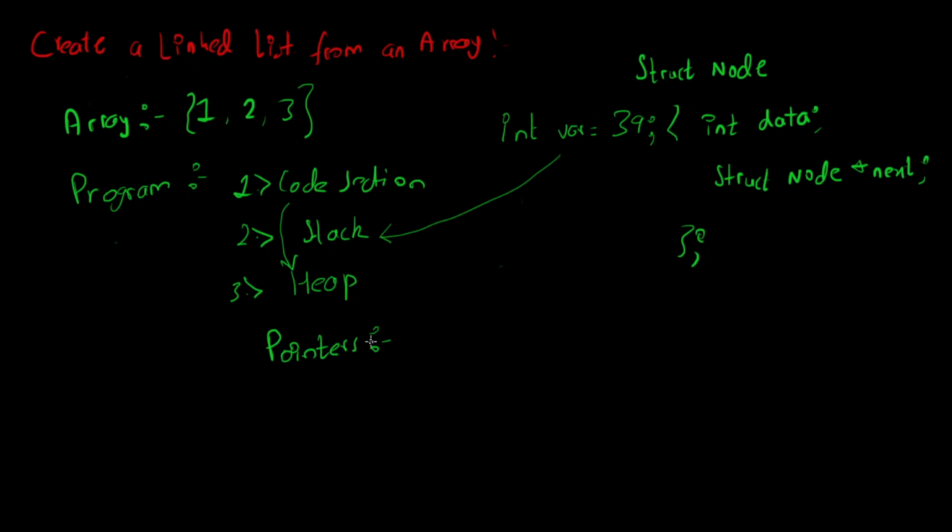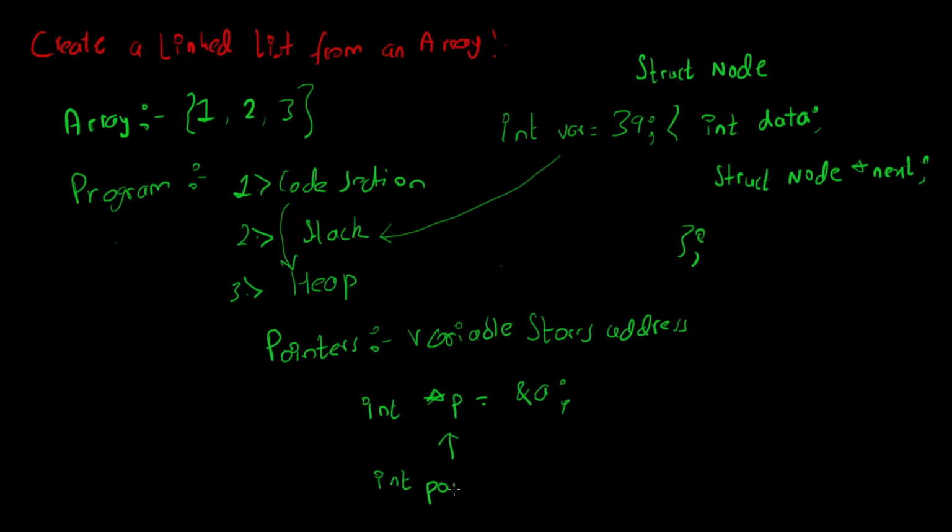So just a brush up about what a pointer is. A pointer is basically a variable that stores the address of another variable. Stores address, right? So what I mean by that is, you might know this declaration: int *p = &a. What it means is this is a pointer, an integer pointer, which is having the address of this variable a.